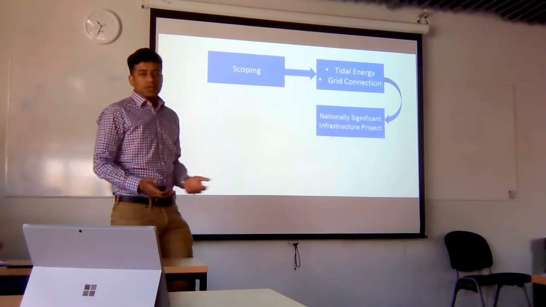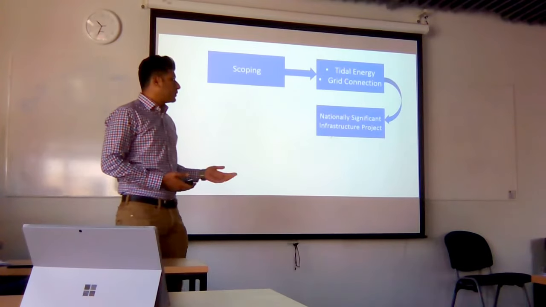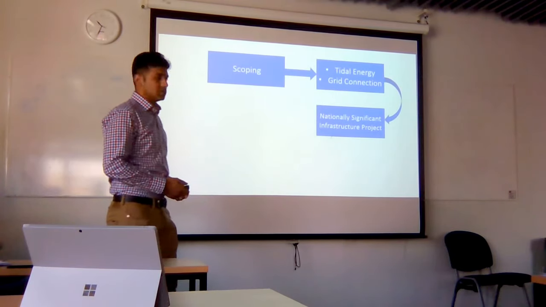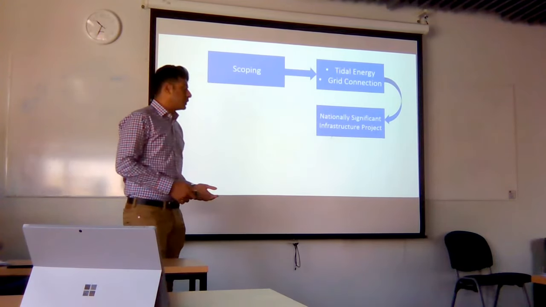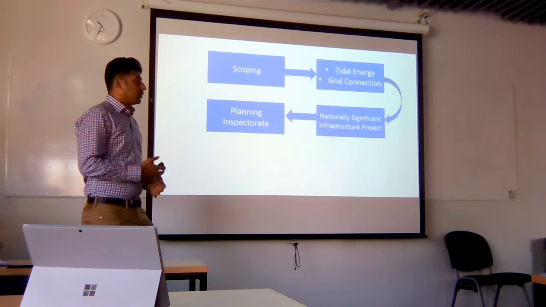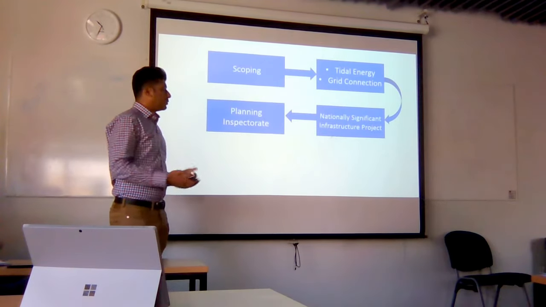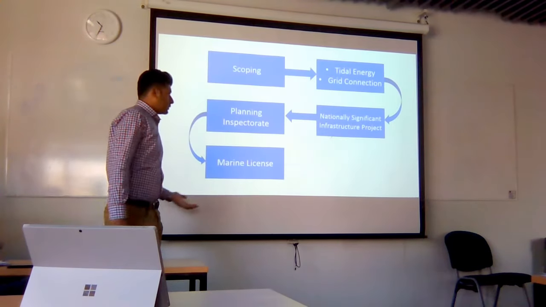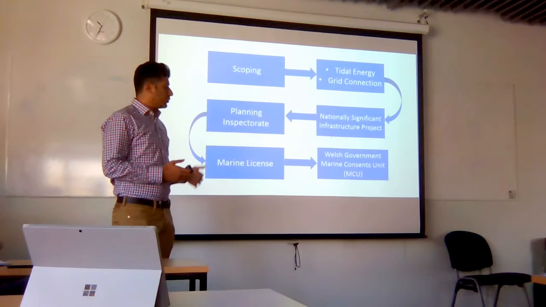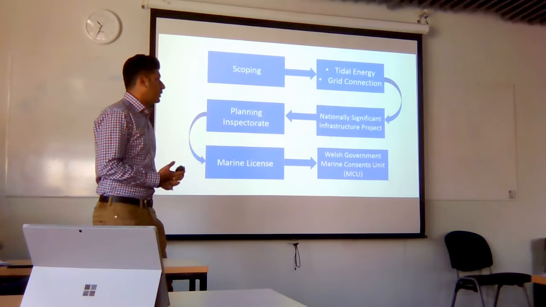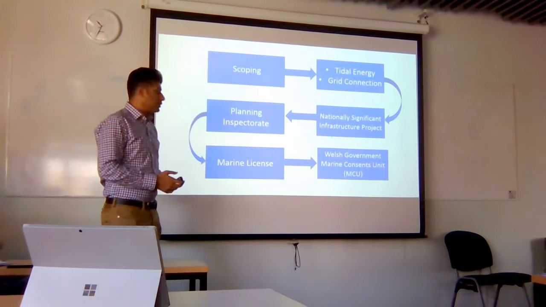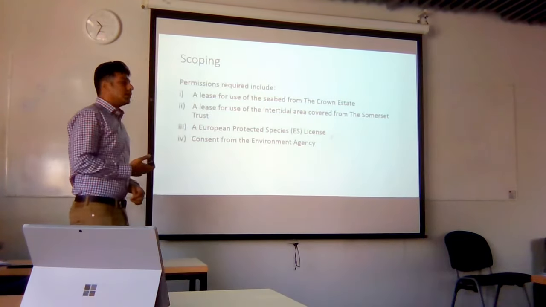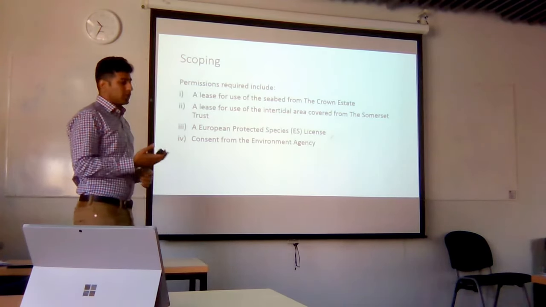So as given, it's driven more than 100 megawatts. So this is a nationally significant infrastructure project. And for this kind of project, a planning consent needs to be obtained so that permission may be granted by the relevant authority. And this project is also lying in the city of Wellstrom. So these are some of the other permissions which are required for the project.